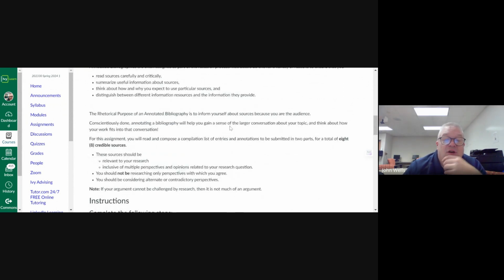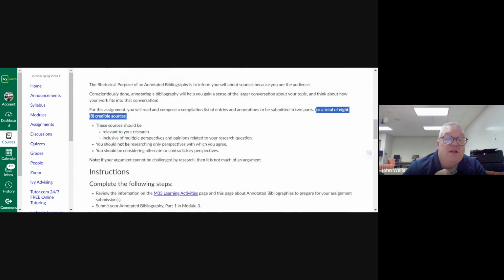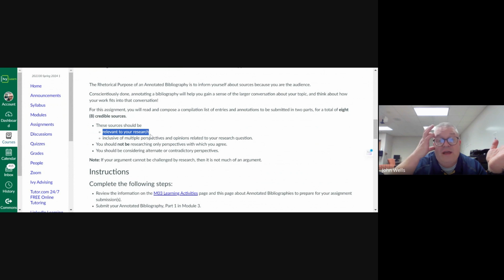And so we have some information here for the total. You're going to have 8 sources in the end between the two different parts. You're going to have 8 of these sources. They need to be relevant to the research, right? Like they have to be sources that you're like, yeah, I would use these. They're most likely going to be things I'm going to use.